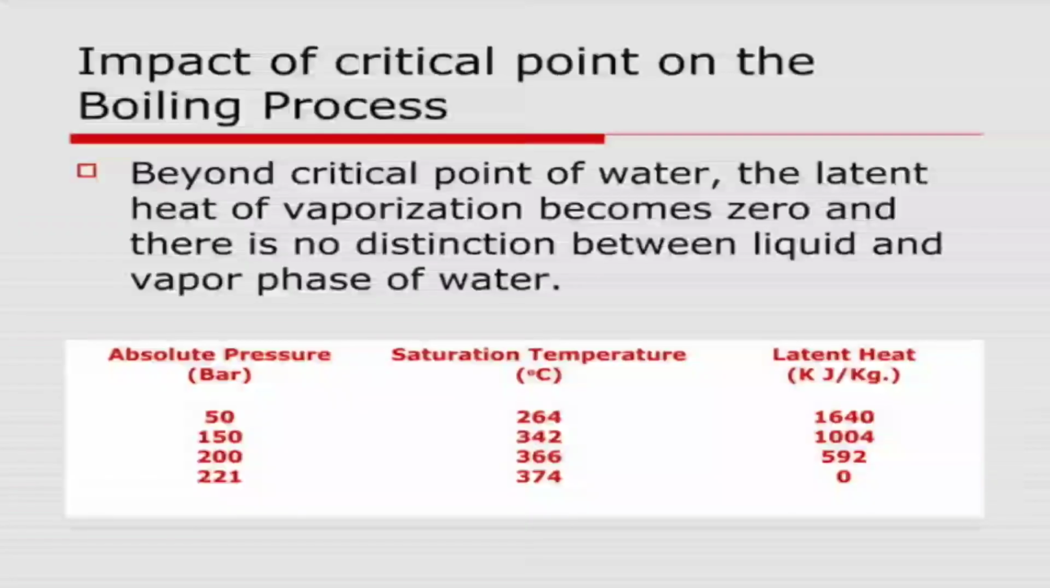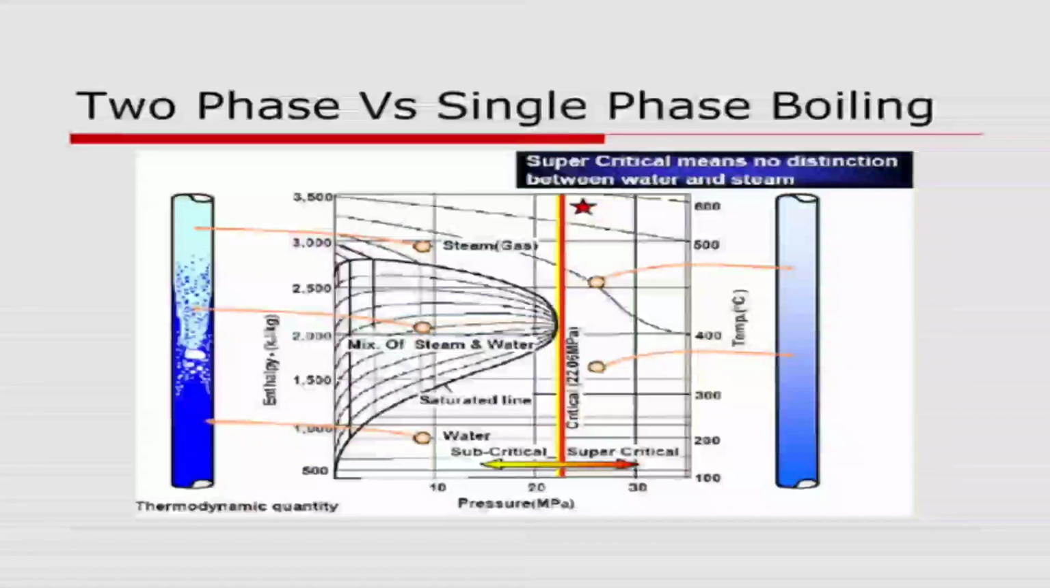The impact of critical point on a boiling process. Beyond the critical point of water, the latent heat of vaporization becomes zero, and there is no distinction between the liquid and vapor phase of the water. Some pressure values in bar are given, along with the saturation temperature and the latent heat values. Two phase versus single phase boiling. This is the diagram.